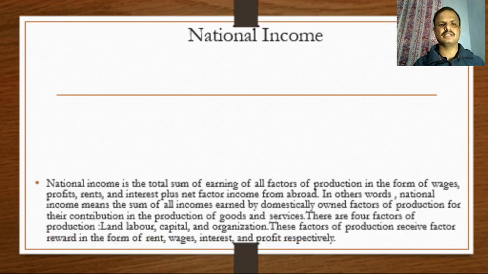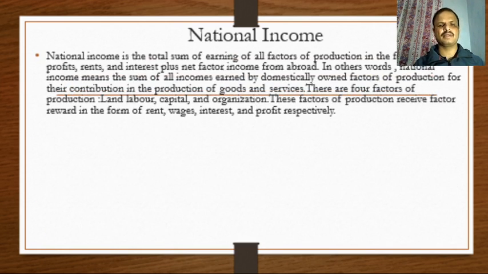Now we can talk about national income again. National income is the total sum of earnings of all factors of production, in profits, rents, and interest, plus net factor income from abroad. In other words, it is the sum of all incomes earned by the domestically owned factors of production for their contribution in the production of goods and services. There are four factors of production: land, labor, capital, and organization. These factors receive rewards in the form of rent, wage, interest, and profit respectively.